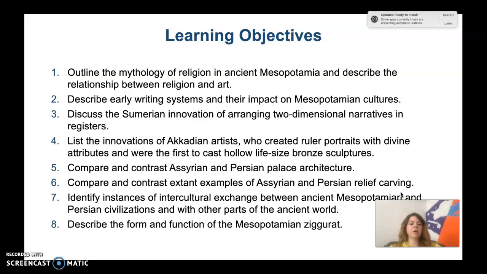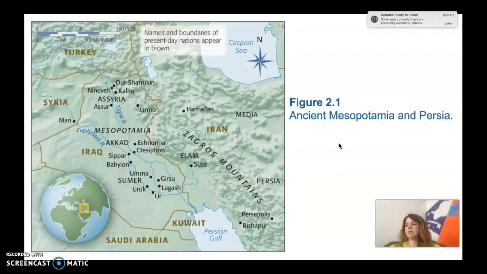And then comparing and contrasting Assyrian and Persian palace architecture and relief carving. And then also just identifying instances of intercultural exchange between ancient Mesopotamia and Persia and other parts of the ancient world. And then also just describing the form and function of the ziggurat, which is basically the Mesopotamian version of a pyramid. So here's ancient Mesopotamia and Persia.